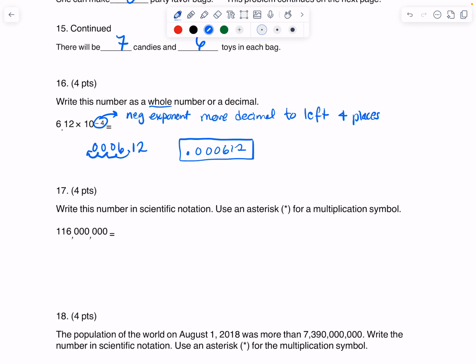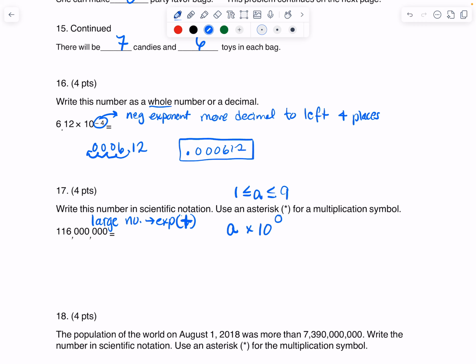All right, I'm going to do 17 as well. Write this number in scientific notation. Use an asterisk for the multiplication symbol. Remember, in scientific notation I have to have a value A. And remember that A has to be a value between 1 and 9. And I have to have it multiplied by 10 to some power. Okay, this is a large number. So I know when I do exponential notation that the exponent will be positive.